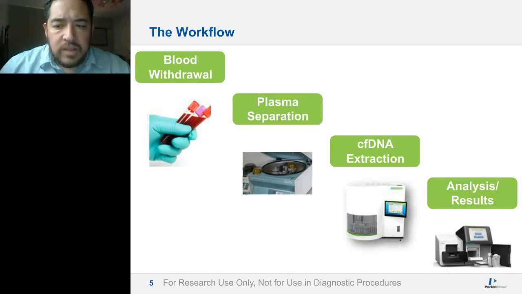So let's talk about the workflow and really what I want to focus on in this talk. So first, we talk about blood collection, and there's some aspects to how blood is collected. And then we talk about plasma separation, and then really what we're showing and really highlighting is the circulating cell-free DNA extraction using our PerkinElmer chemagen magnetic bead technology, which I'll go more in detail. And then finally, downstream analyses and results.